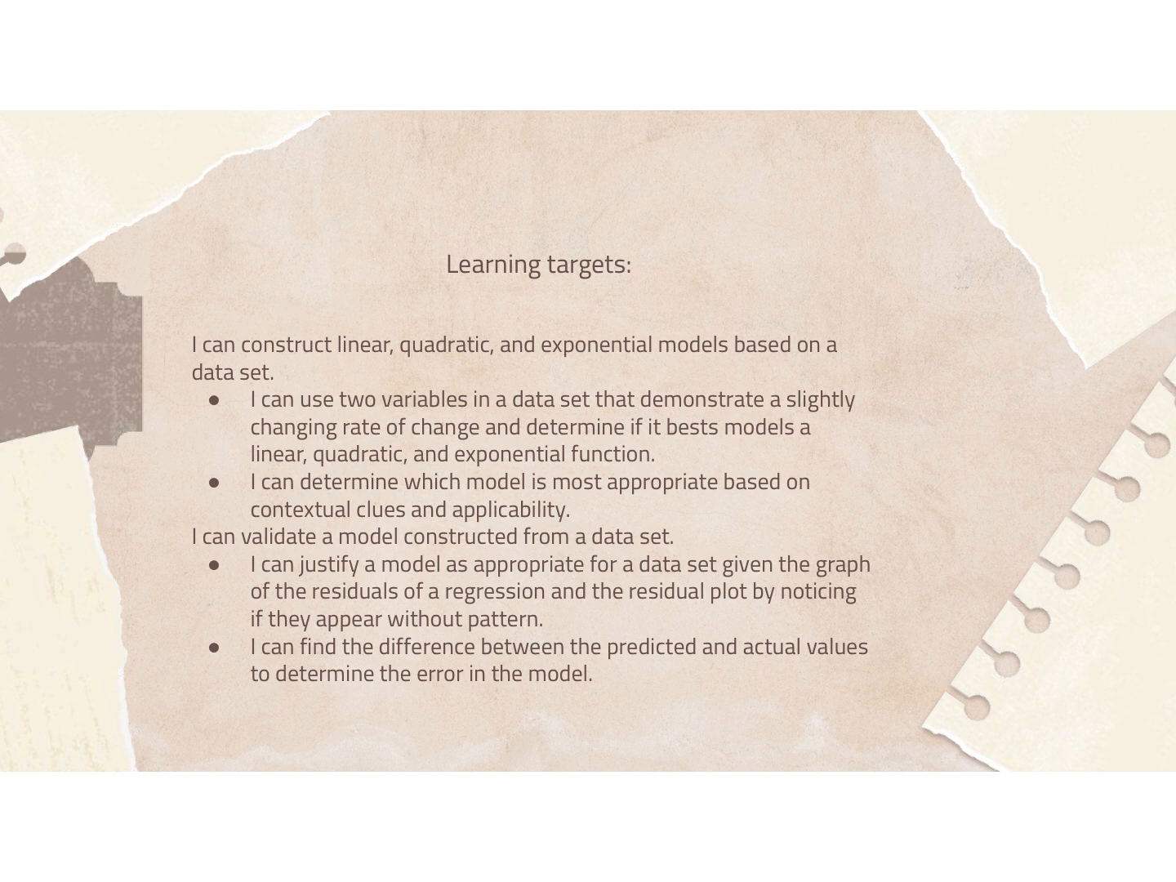We can do that based on context and the applicability of our types of functions, or we can do it based off of information like residuals. So the second half of the learning target is to validate the model, so to be able to explain why you chose a specific model and defend your argument with evidence.